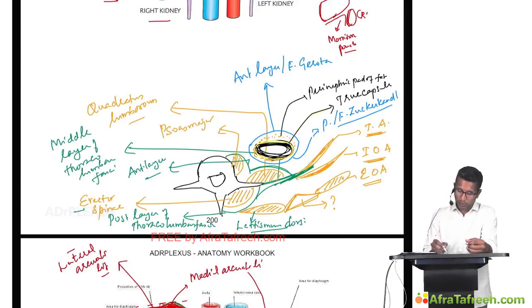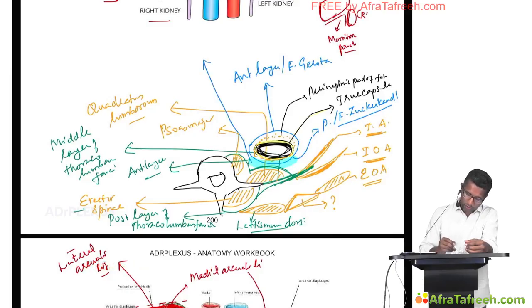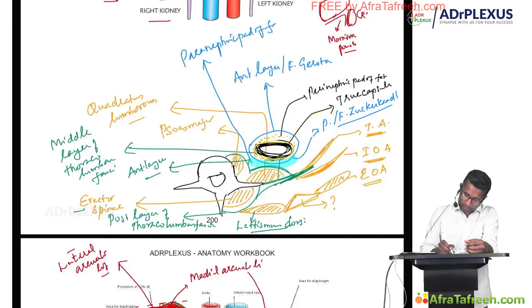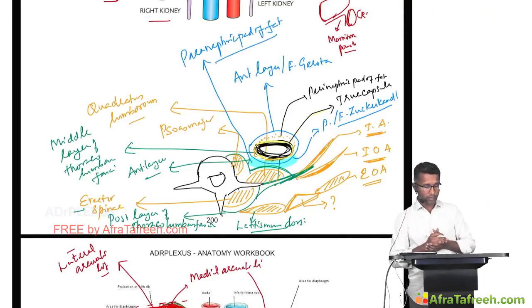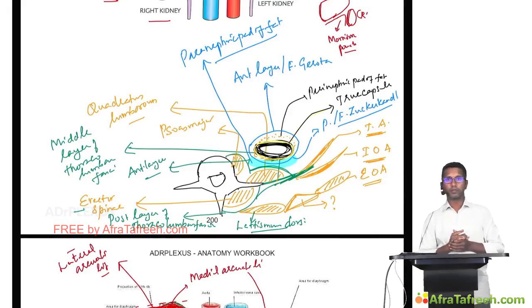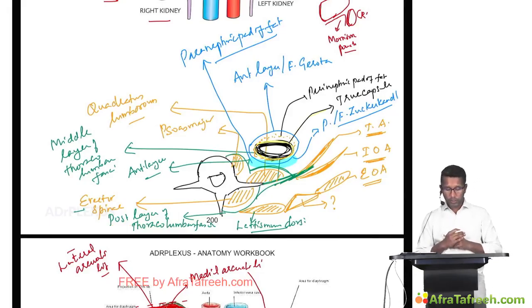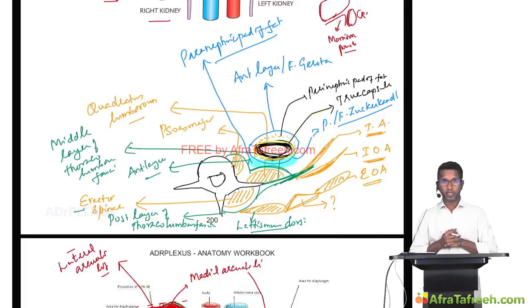Now outside this, you also have a pad of fat. This pad of fat which is present outside this capsule is called the paranephric pad of fat. So these are all the structures which are covering the kidney. This is about the location and the anatomical relationship of the kidney.